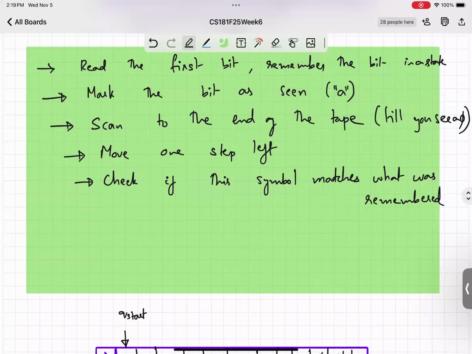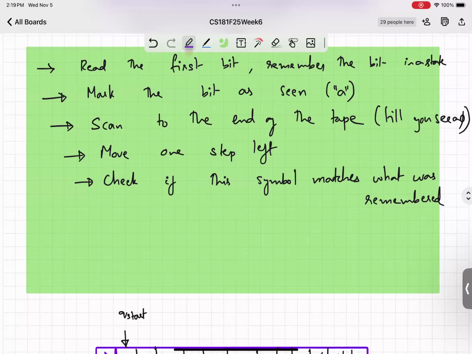You have to be a little bit careful about one border case. When you back up, maybe you're reading the same symbol, which you might have overwritten, but that's okay. As I said, don't worry about the edge cases too much. As long as we are focusing on the main idea for now, the edge cases you can code up too. Check if the symbol matches what was remembered.